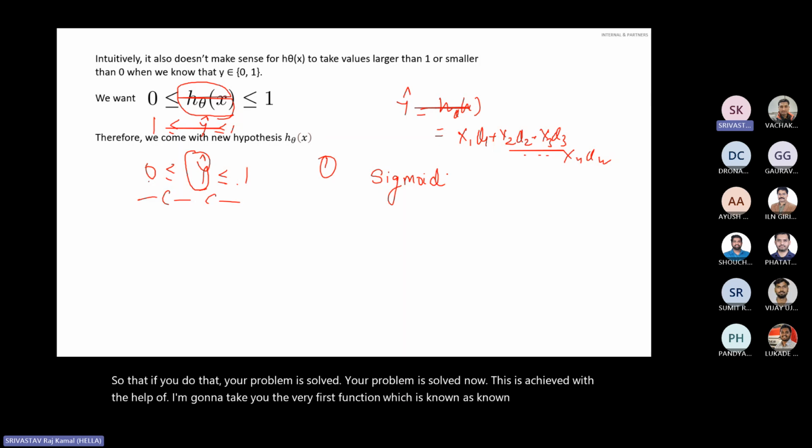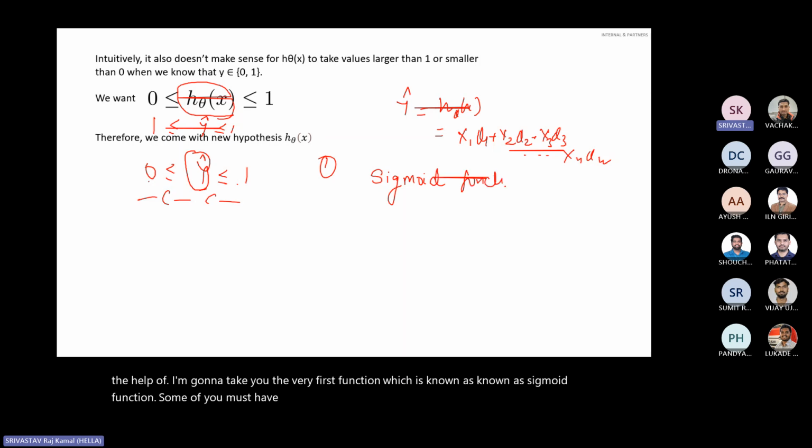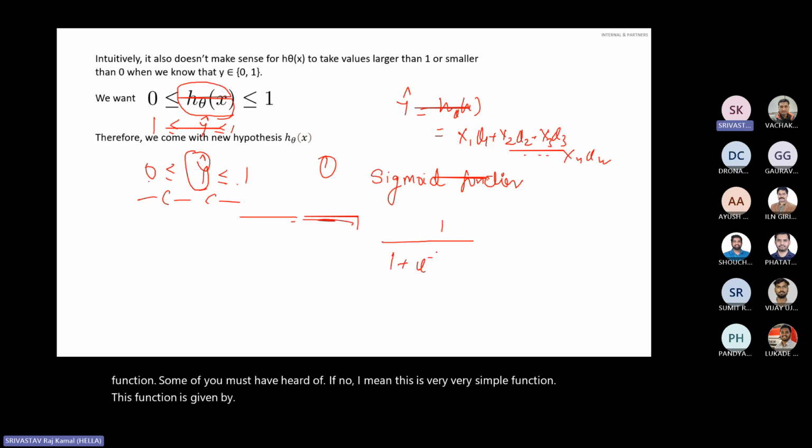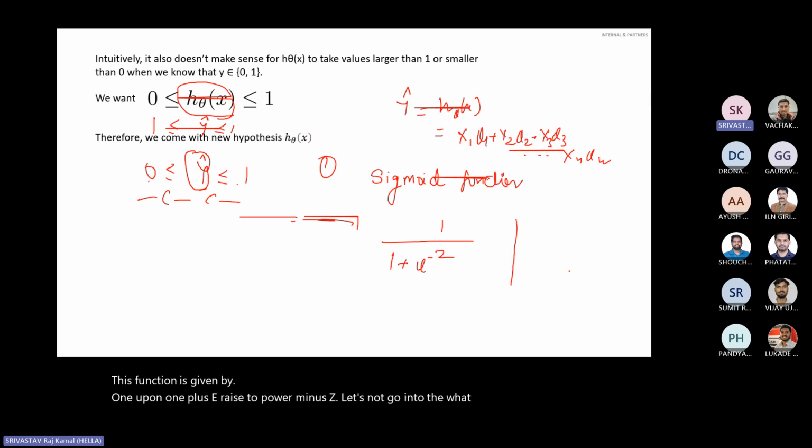Some of you must have heard of it. If not, this is a very very simple function. This function is given by 1 upon 1 plus e raised to the power minus z. Let's not go into what z is. I just wanted to show something here.